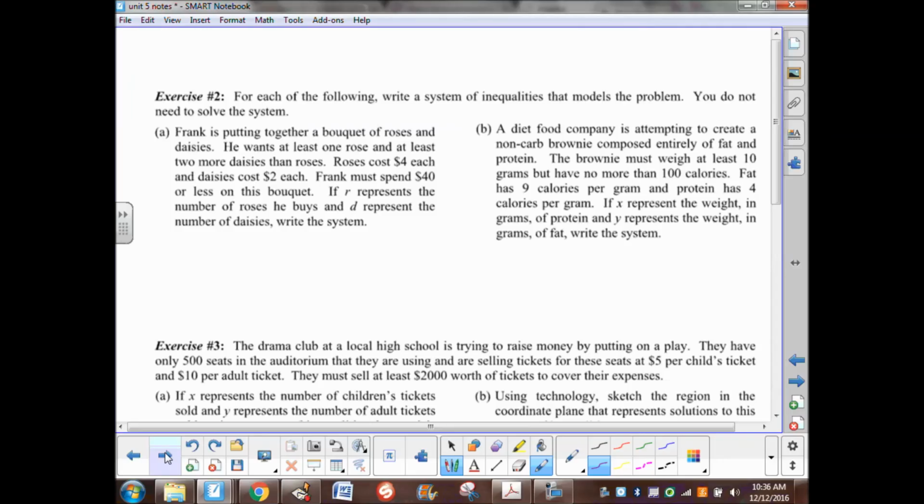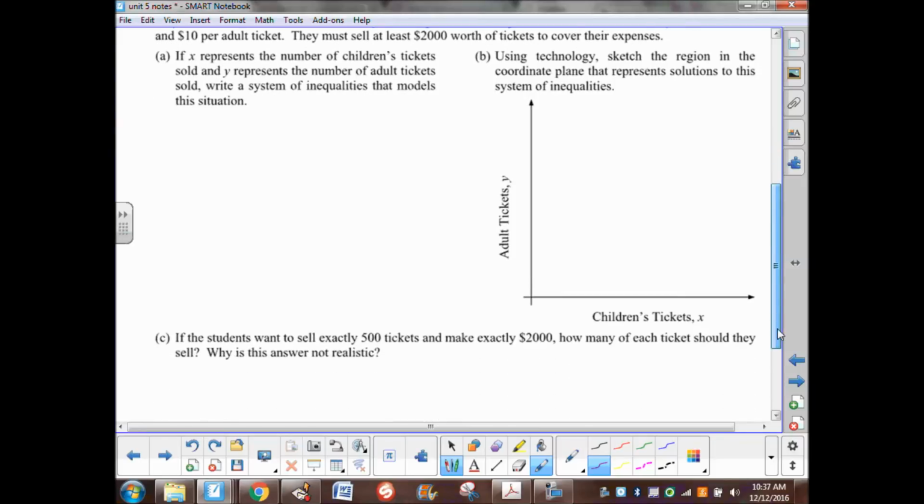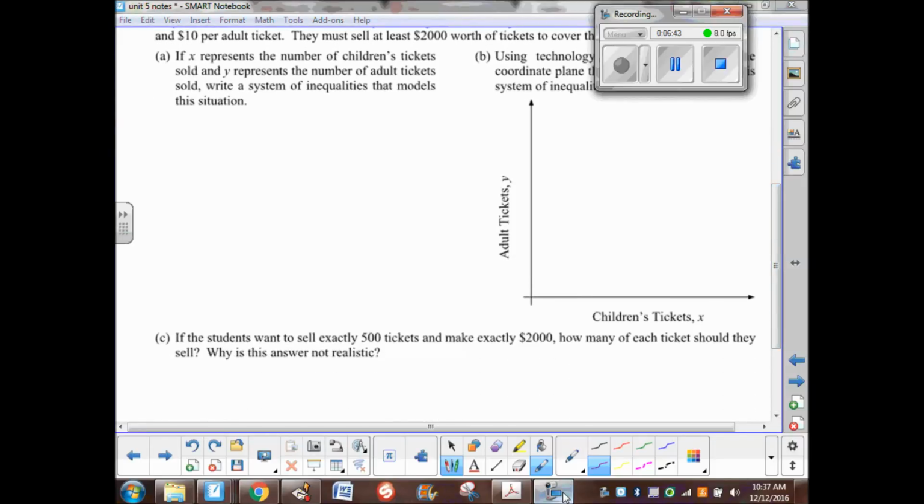You go ahead and flip that over, and let's take a look at exercise 3. So pause the video and take a minute, read through it, get some ideas down, and then restart the video.